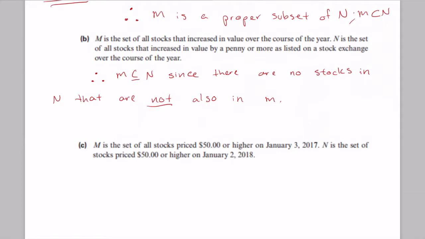M is the set of all stocks priced $50 or higher on January 3, 2017. N is the set of stocks priced $50 or higher on January 2, 2018. Some stocks that are in M are not in N, because some stocks can drop prices below $50. So for this one, we do not know, so there we have it.